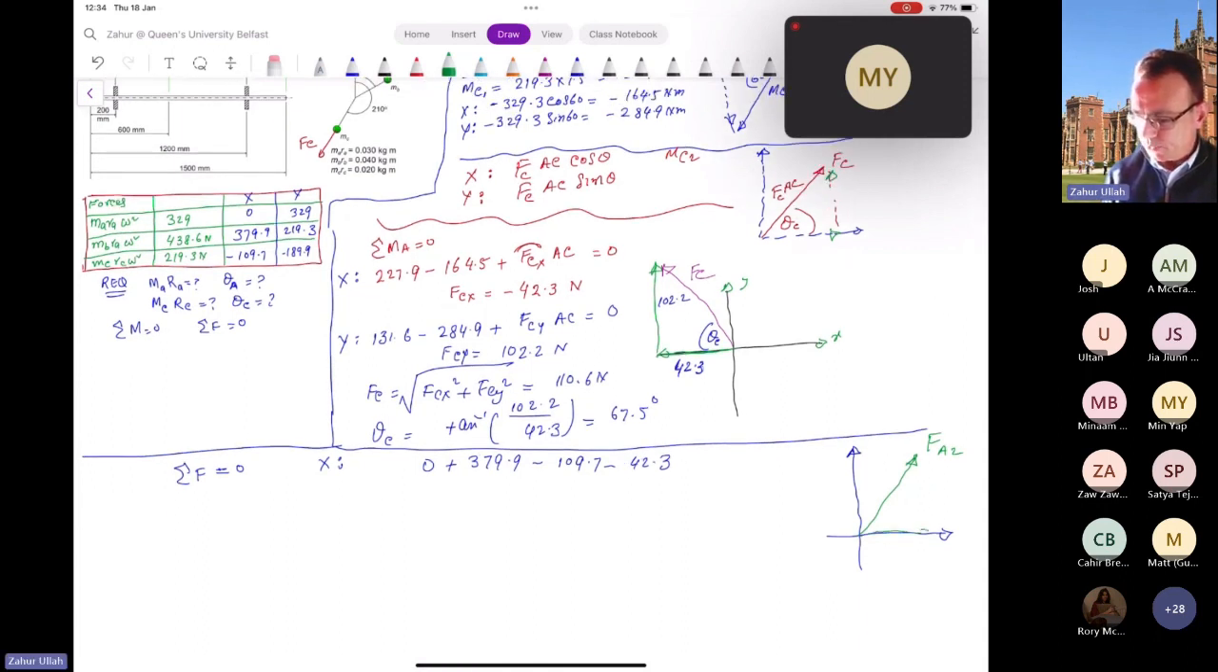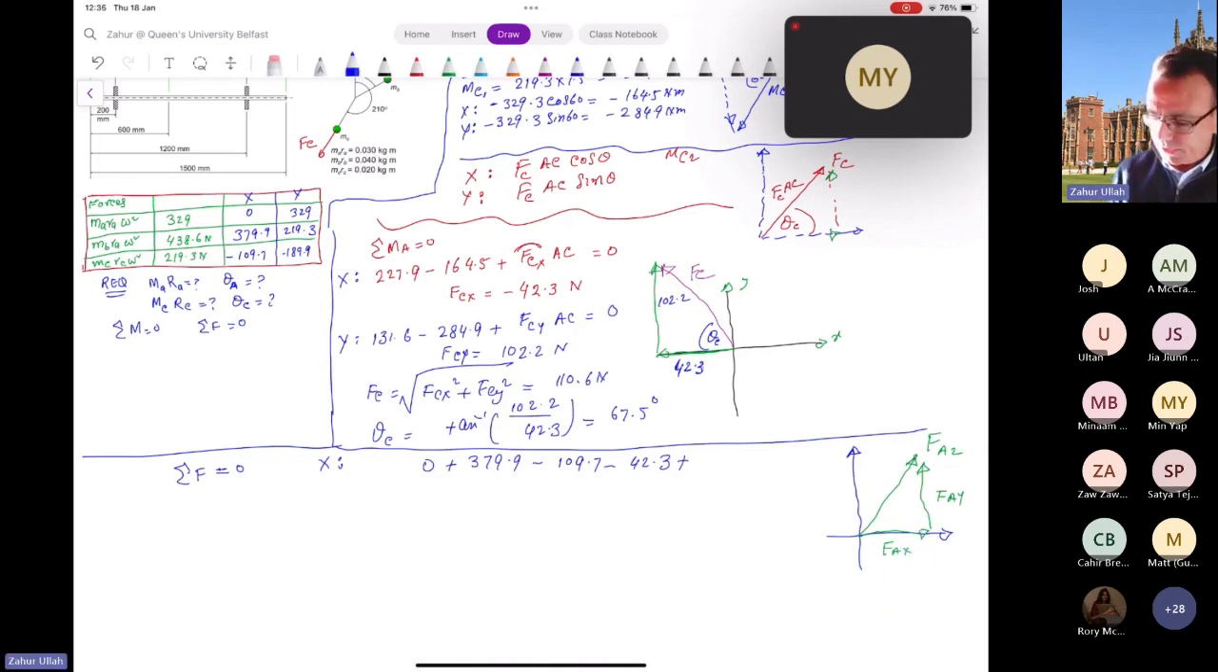And this will have two components. One will be positive, one will be negative. You can call this maybe FAX, and you will call this FAY. And you can see that both these are positive because this is our assumption. We don't know about the actual components of the force A2. So this is our assumption that these are positive.